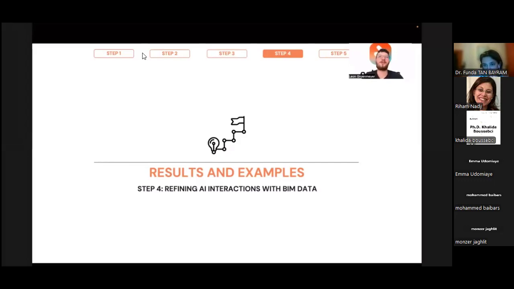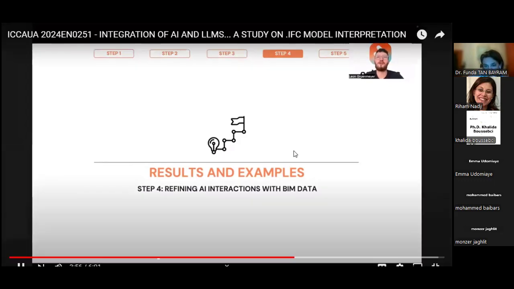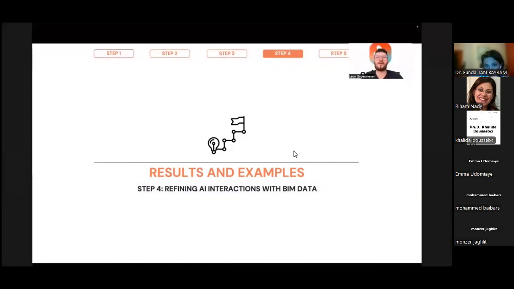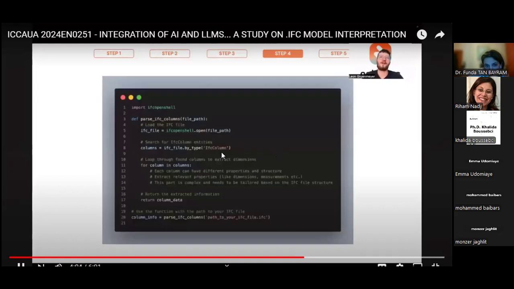The primary challenge was the model's initial inability to accurately parse and interpret the IFC data, often misunderstanding the structure or giving irrelevant responses. Instead of training, our approach was to iteratively refine the type and structure of the queries we posed to ChatGPT.